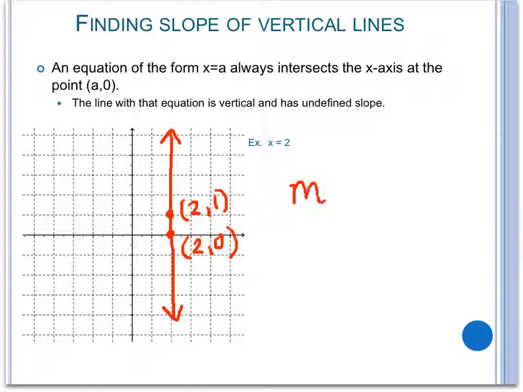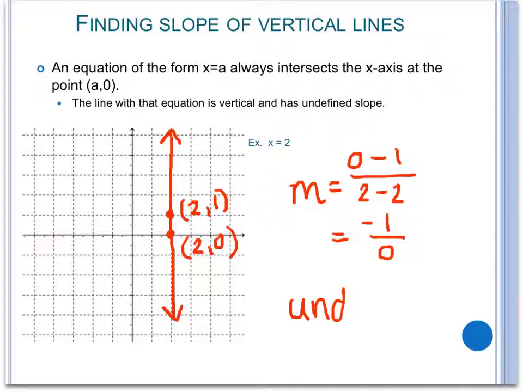Using the slope formula, we plug in y2 minus y1, so 0 minus 1, all divided by 2 minus 2. This equals -1 divided by 0. And since division by 0 is undefined, the slope is undefined. And in fact, any vertical line has an undefined slope.